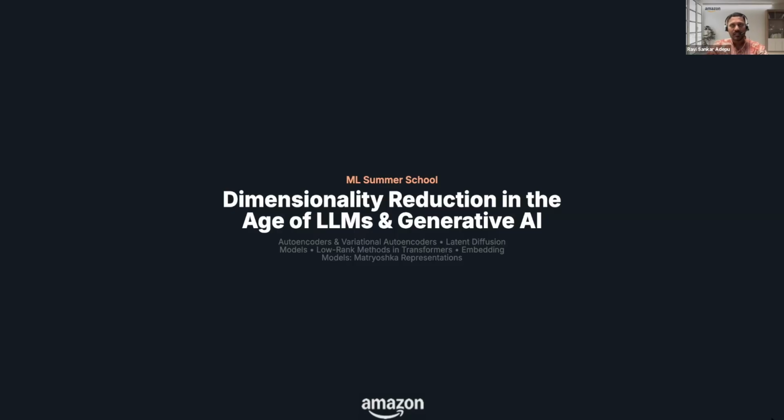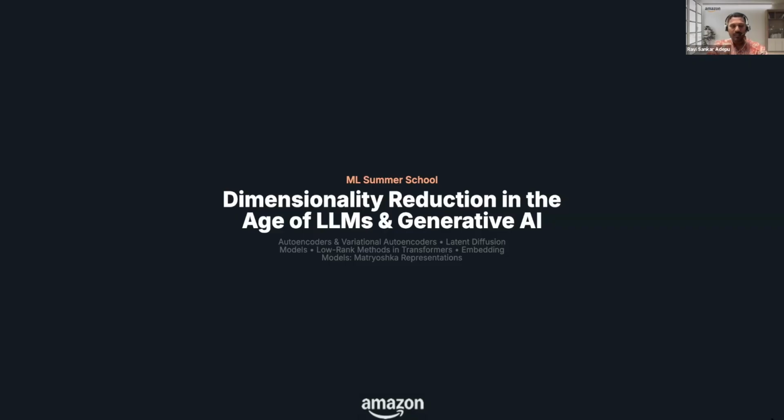In the first two sessions, you saw a detailed introduction to dimensionality reduction by Charul and Abhirup. I'm Ravi Shankar, an applied scientist in the geospatial team. In the third part, we'll look at dimensionality reduction in the age of LLMs and generative AI.